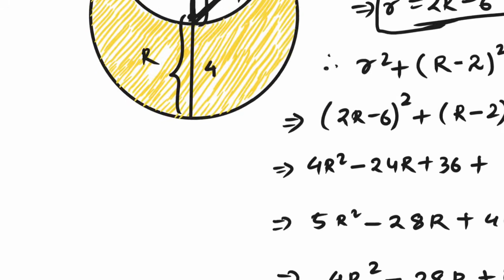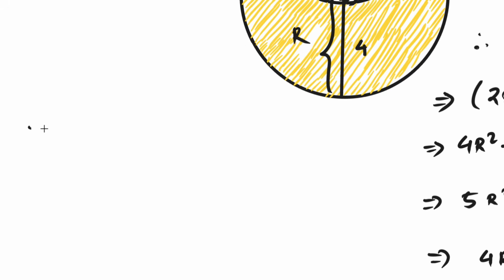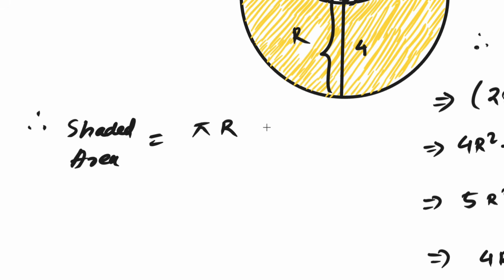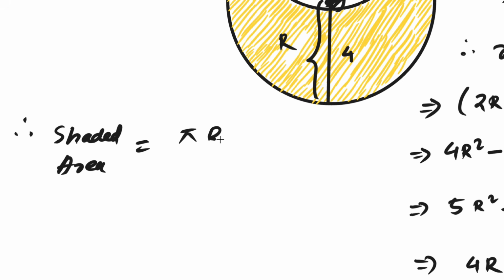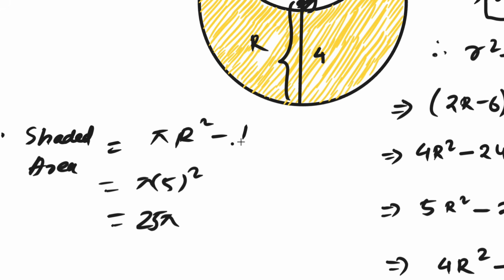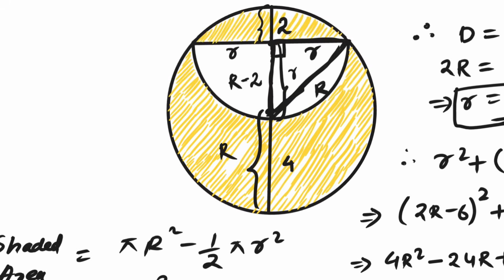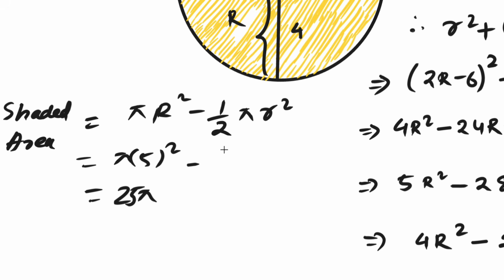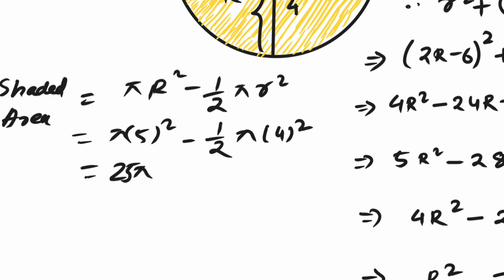Now we can finally calculate the shaded area. The area of the large circle is pi multiplied by R squared, so it is pi multiplied by 5 squared, which equals 25 pi square units. The area removed is a semicircle, so we take half of pi multiplied by r squared. Since r is 4, this becomes 1/2 multiplied by pi multiplied by 4 squared. 4 squared is 16, and half of 16 is 8. So the semicircle has an area of 8 pi square units.